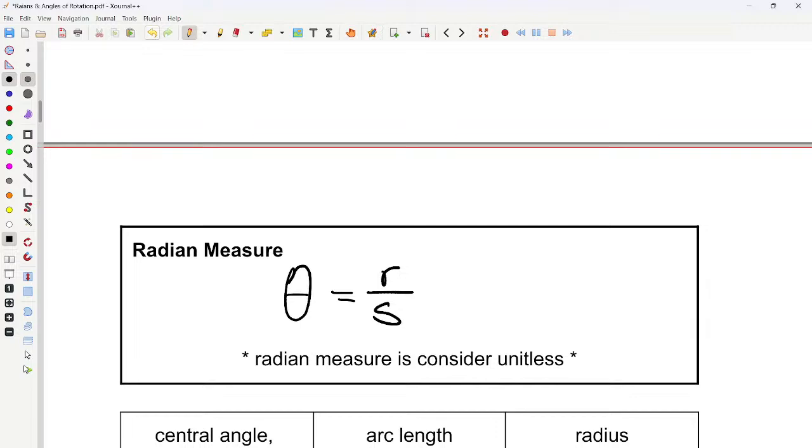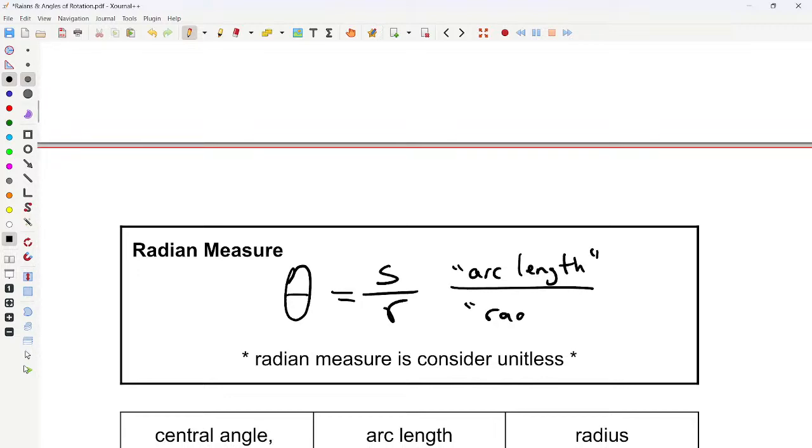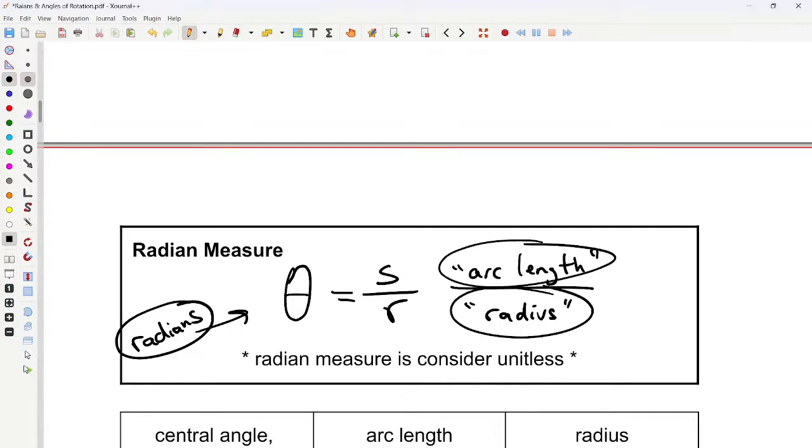You count your radius. Oops, I got this wrong. That would have been too bad. S over R. My bad on that. Where this is your arc length. And R is your radius. And this is an angle, not in degrees, but what we call radians. Okay. It's in a big bolded box, so I guess that would be important to know and memorize.